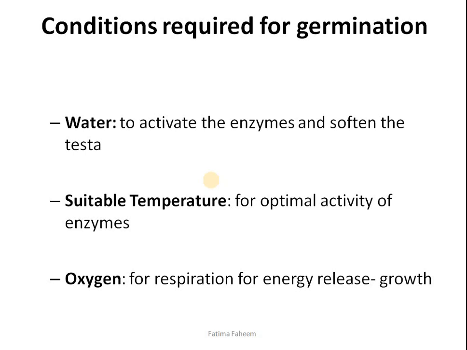Then we have oxygen, which we have already discussed is required for the process of respiration, so that the stored starch is converted to glucose ultimately with the help of the enzyme, and that glucose must be respired or oxidized to produce ATP. This process requires oxygen. So these are the three basic conditions which are required for germination.